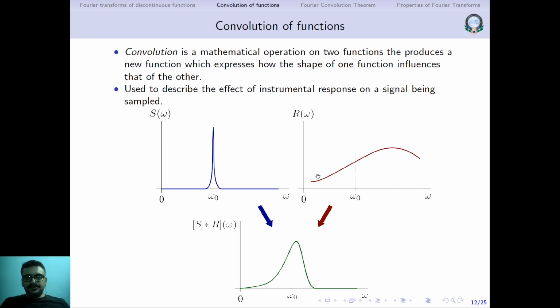And I'm using an instrument. That instrument does not just measure this frequency, it measures light at many different frequencies, and its peak is somewhere over here. I'm trying to measure the frequency omega naught, which is here, but the instrument that I'm using measures the signal, yet its sensitivity is much higher at a different frequency. So this is basically how an instrumental response looks.